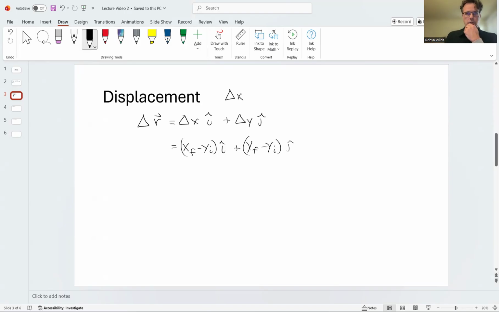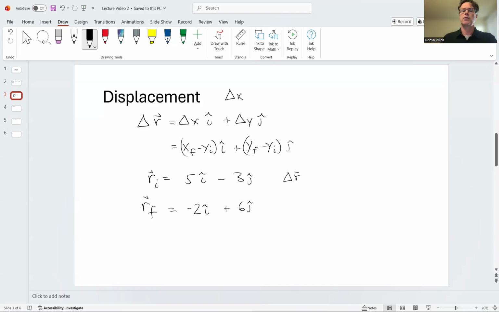So just doing a quick example, let's say that we have an initial position vector of 5, and we'll assume the units are meters, but to make it simpler, let's keep the units out of it for now. 5 i hat minus 3 j hat. That'll be our initial vector, and then we're going to move to an R final vector of negative 2 i hat plus 6 j hat. How do I get the displacement?